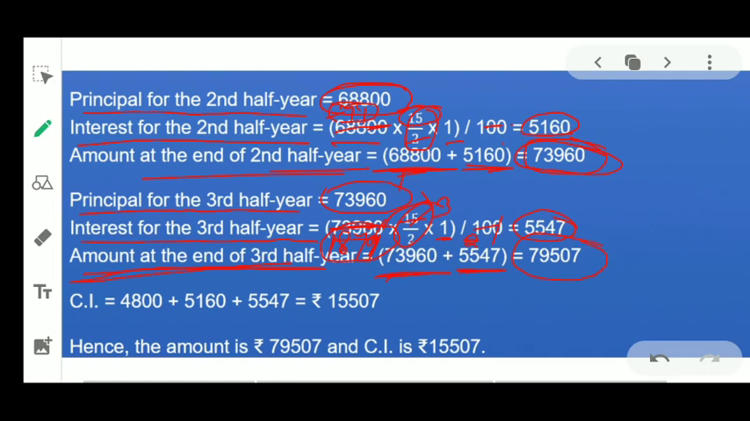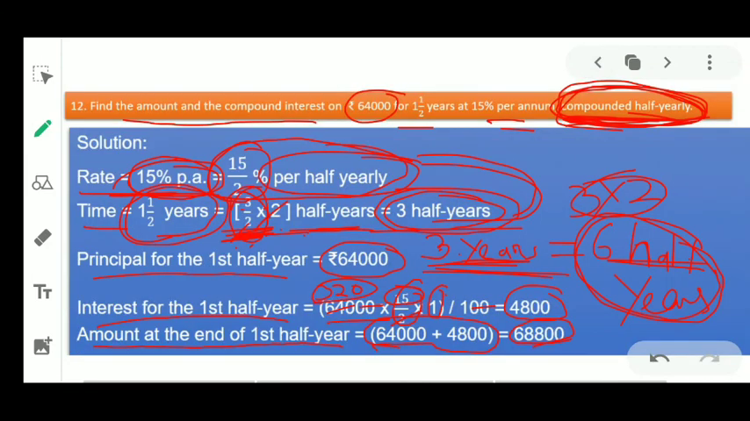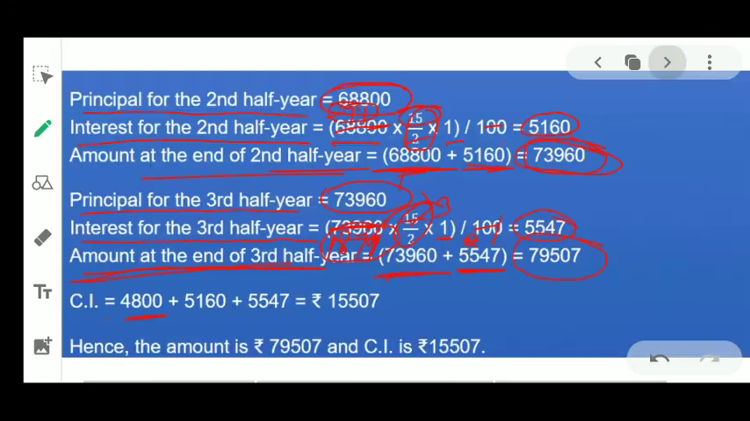79,507. Now the compound interest will be 4,800, that is the interest for the first half year, then interest for the second half year, that is 5,160, then interest for the third half year is 5,547. Now if you add these three numbers, you will get 15,507, that is the compound interest. So the amount is 79,507 and compound interest will be 15,507.